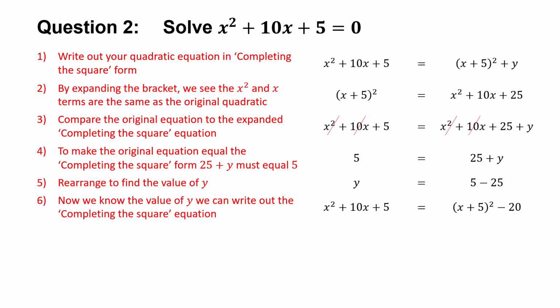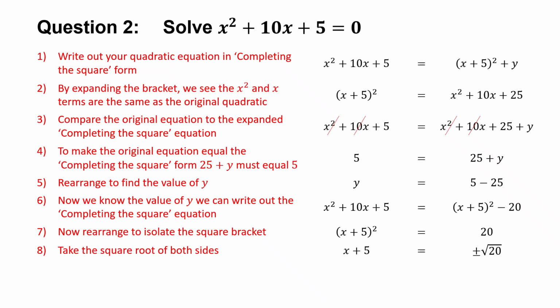So this tells us that our original expression is equal to (x plus 5) squared minus 20 in completing the square format. And this is all equal to 0, remember. So using that, we now just need to solve for x. So when we do this, we get that x is equal to plus or minus root 20 minus 5.